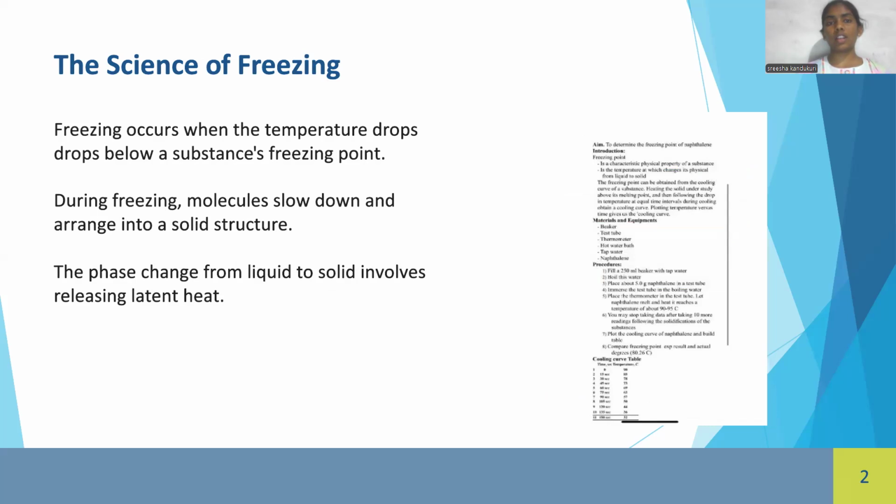So, the science of freezing. What is the science behind freezing? We'll discuss now. Freezing occurs when the temperature drops below a substance's freezing point. During freezing, molecules slow down and arrange into a solid structure. The phase change from liquid to solid involves releasing latent heat. So, this is the science behind freezing. And here is the process. It is like an experiment: aim, introduction, materials and equipment, procedure, and cooling curve table. This is one experiment mentioned here below.